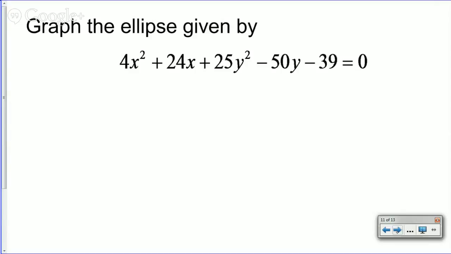Graph the ellipse given by the equation. Now this one is in general form. This here is in general form. So we're going to have to get it into that user-friendly standard form. How am I going to go about doing it? Well, you notice I've got x's here and y's here. So I need to work with those.